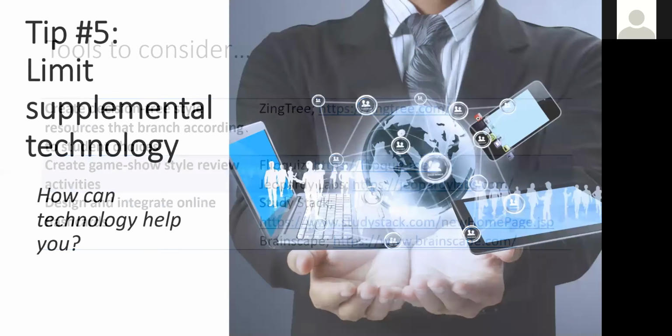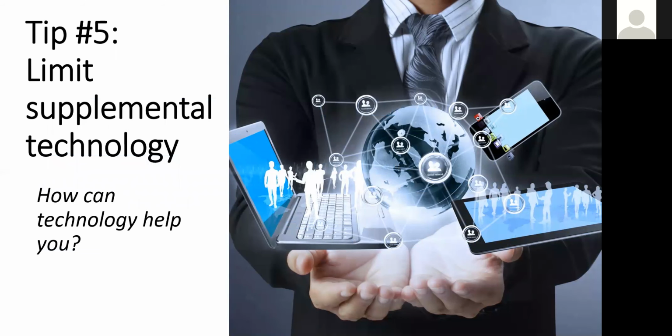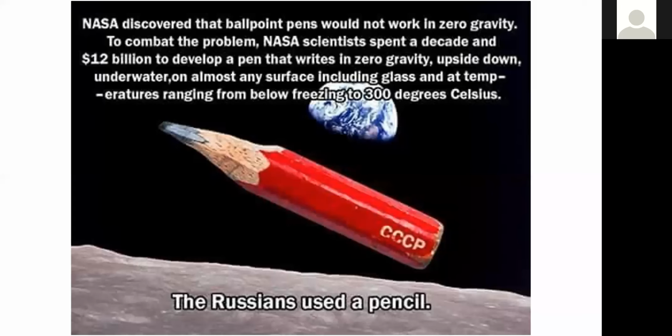And our last tip, after I talked about all of these different technologies, is to limit the supplemental technology. As an example, there's this great little meme out, and it talks about what happened with Russia. It says Russia discovered that ballpoint pens would not work in zero gravity. So to combat this, they did all this research, they spent all this time, $12 billion to develop a pen that writes in zero gravity, can write in freezing, it can do all these amazing things. Why we wasted all that money and time, the Russians used a pencil.